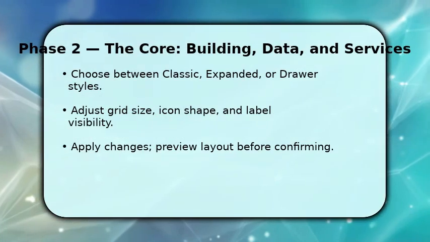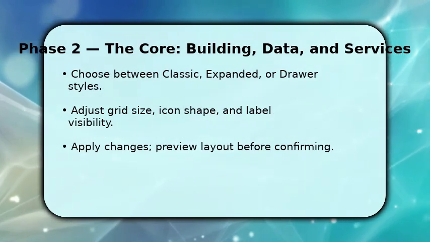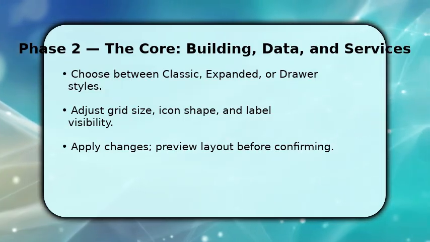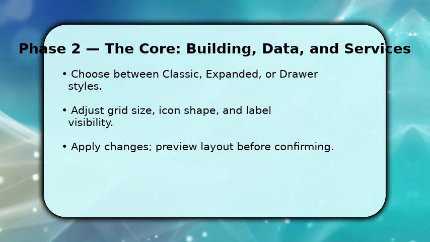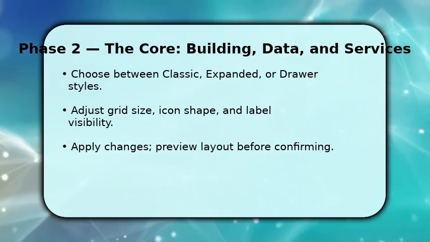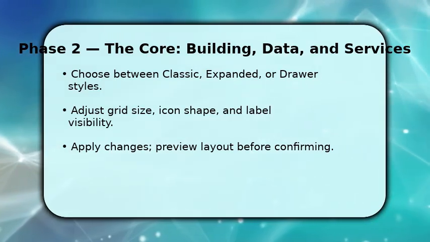You now pick the core home style, Classic, Expanded, or App Drawer, because this determines how apps and widgets behave. After selecting, adjust grid size and icon shape to fit more apps or increase spacing. This matters for readability and finger reach.